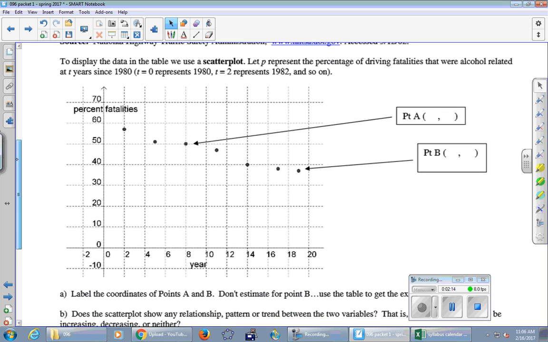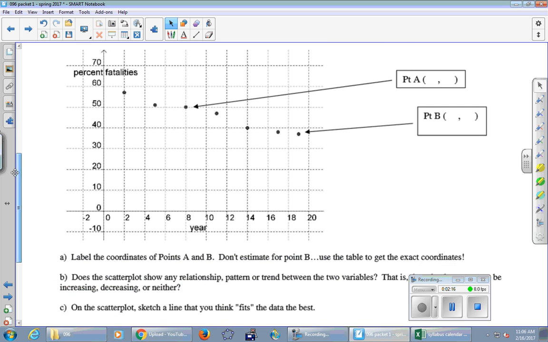So let's just make sure we can identify a couple of points here. We're going to label points A and B. Looking at A, what's the t and what's the y? Looks like 8 and 50. Now I don't want to estimate. I'm going to think it's 8 and 50, but we should be able to see it exactly from the table. Remember, 8 means 8 years from 1980. So that's 1988. What's the data figure in 1988? It's 50. Okay, so we're not estimating, we're really reading it from the chart. So this is (8, 50).